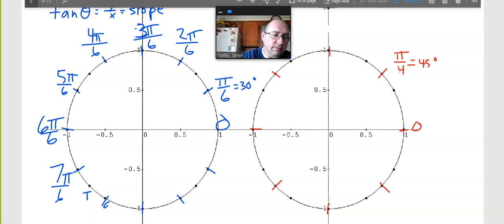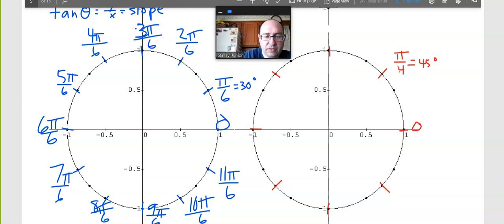Seriously. Can't even count by my own measuring system. 8 pi over 6. 9 pi over 6. 10 pi over 6. 11 pi over 6. And then lastly, we get right back to the beginning, 12 pi over 6, which is 2 pi, which we know is one complete revolution going all the way around.